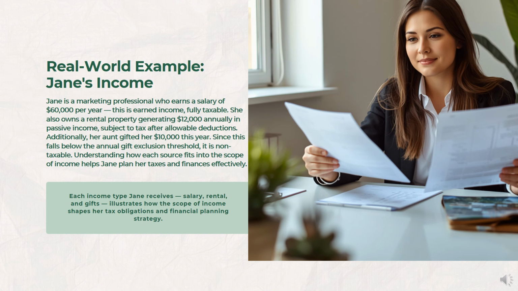Analysis: salary, earned income, taxable. Rental income, passive income, taxable after allowable deductions. Gift falls within the exemption threshold, non-taxable. Therefore, Jani's total receipts include three different categories, but not all are taxable. This example clearly explains how the scope of income helps determine tax liability.